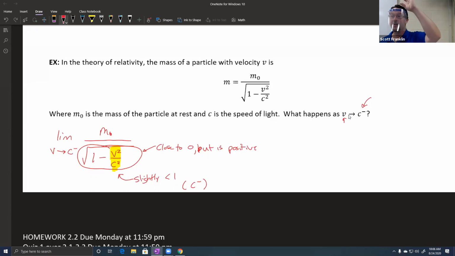So if you take a number that's staying the same and divide it by something that's getting smaller and smaller, like dividing by 1 and then 0.1 and then 0.01 and 0.001, what happens to the whole fraction when the denominator gets small? It gets bigger and bigger and never stops getting bigger, right? So this thing is going to go to infinity, but since the bottom is positive, it's going to go to positive infinity.